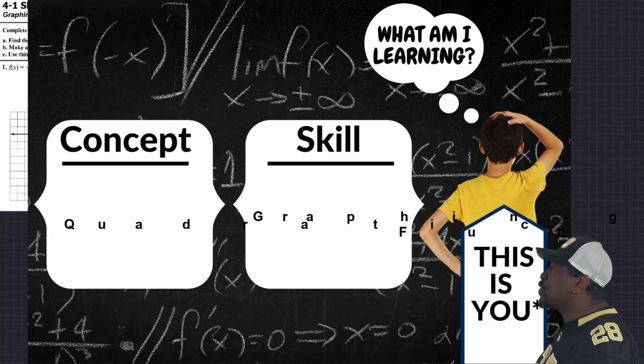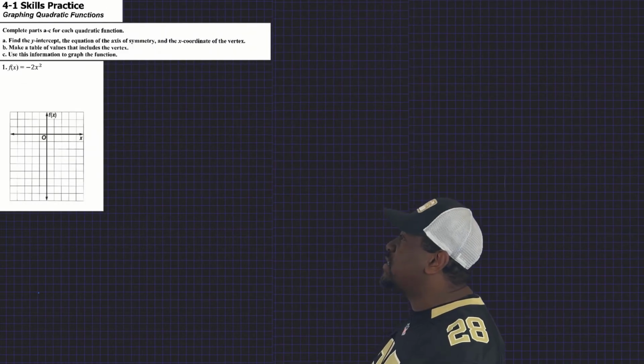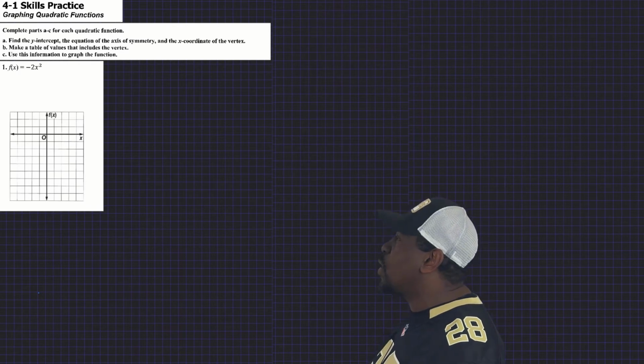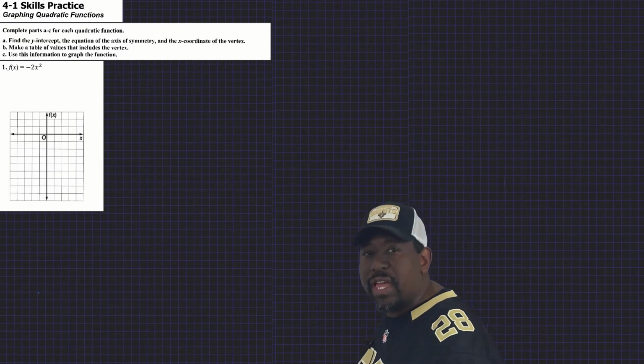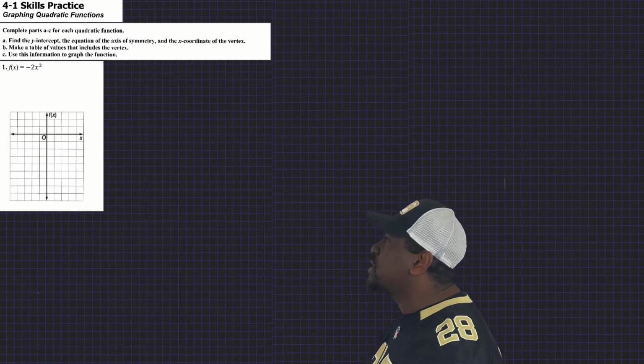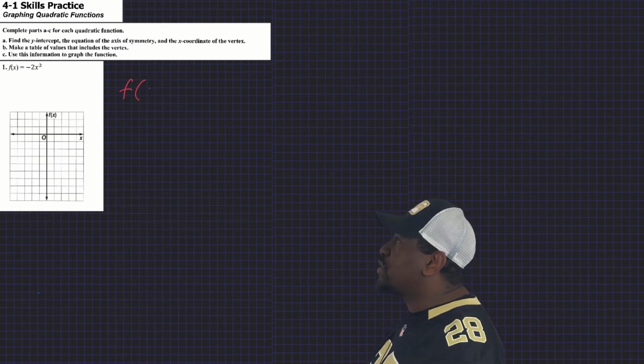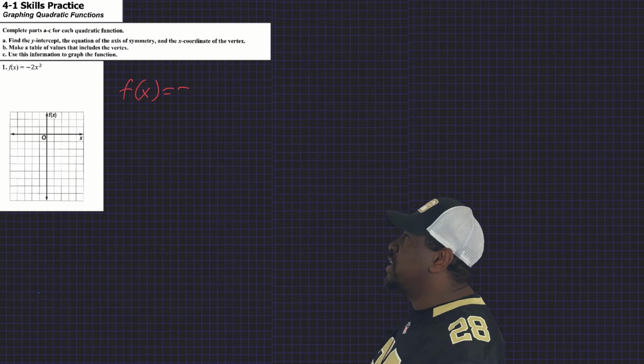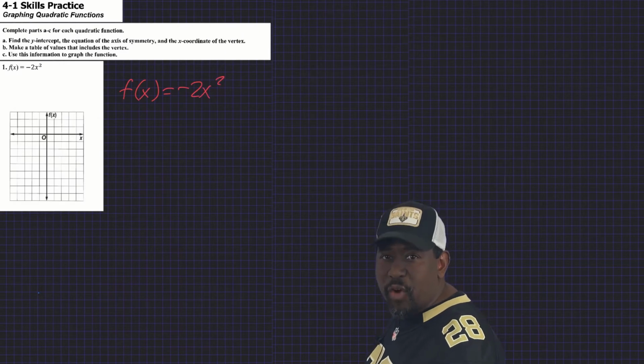So our first problem here is f of x equals negative 2x squared. Our goal is A, find the y-intercept, the equation of axis of symmetry, and the x-coordinate of vertex. B, make a table of values that includes a vertex. And C, use that information to graph the function.